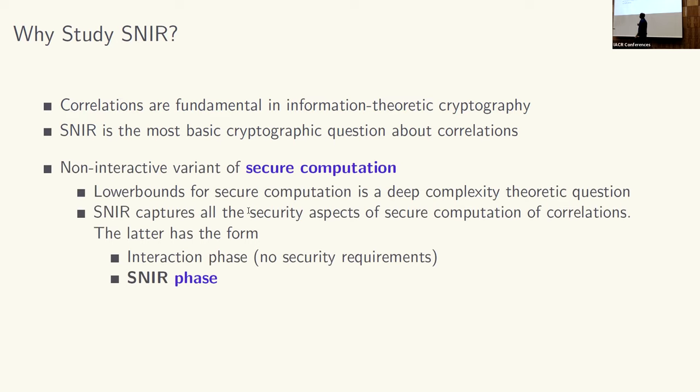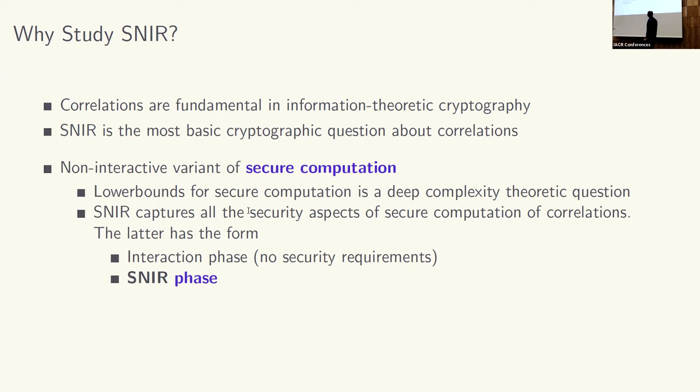Furthermore, we can think of SNIR as a non-interactive variant of general secure computation. And we know that lower bounds for secure computation are a deep complexity theory question, which has connections to circuit complexity and PAR complexity and so on. So in that sense, this is an easier question, for which we do not yet know the answer.